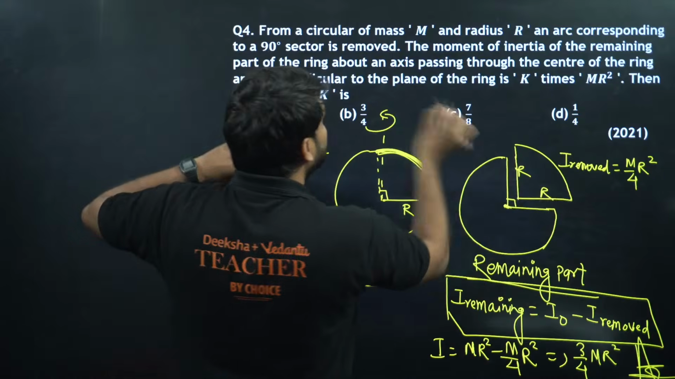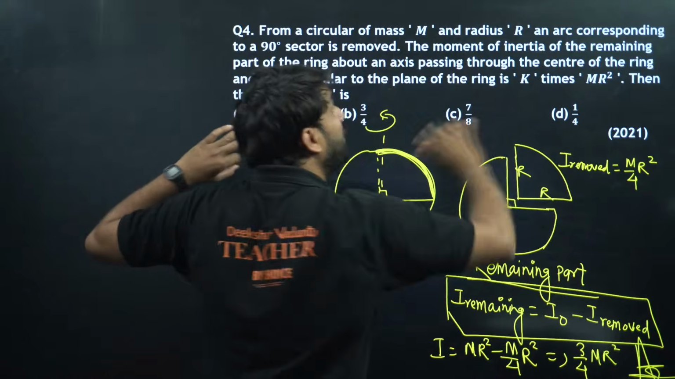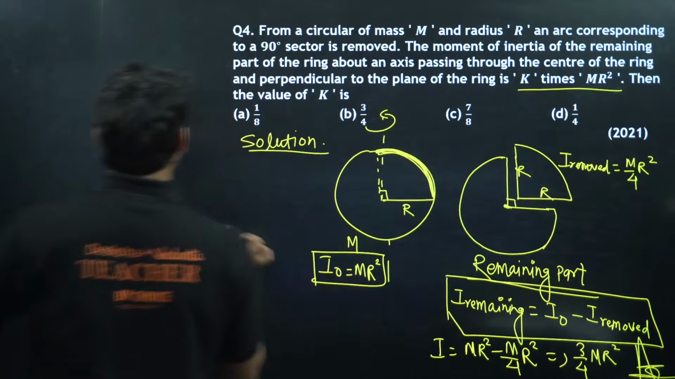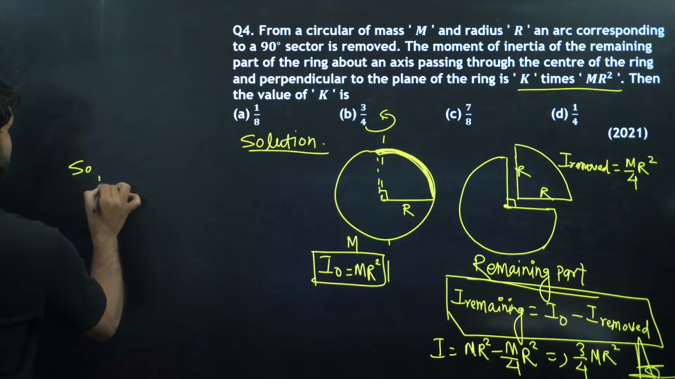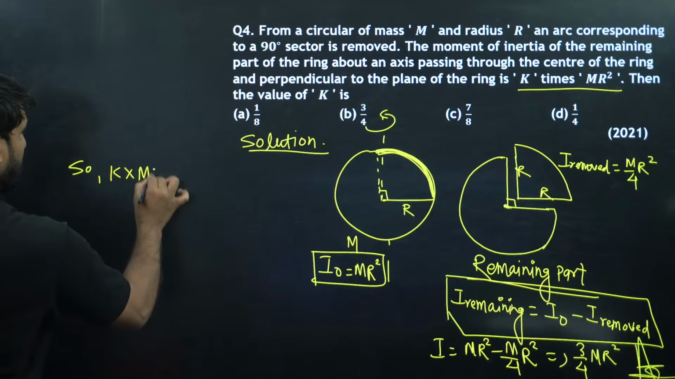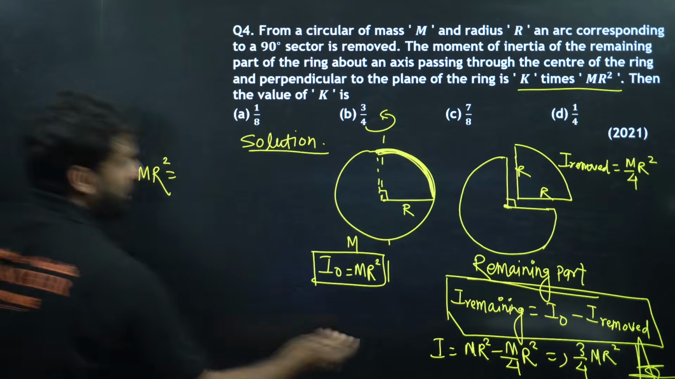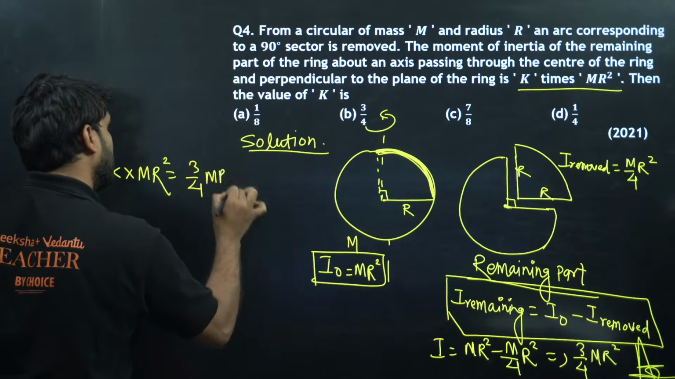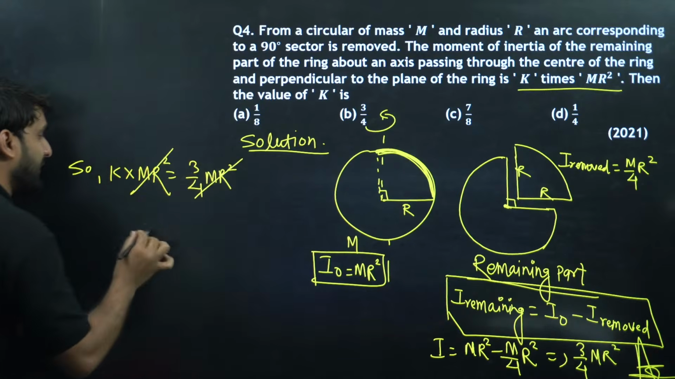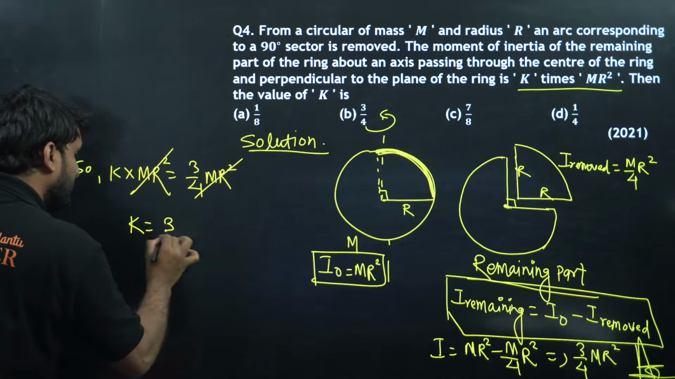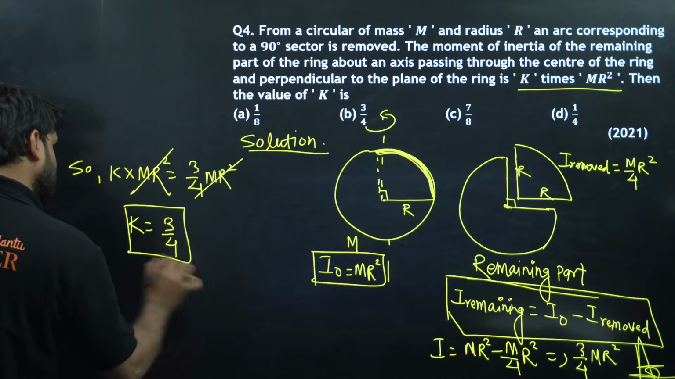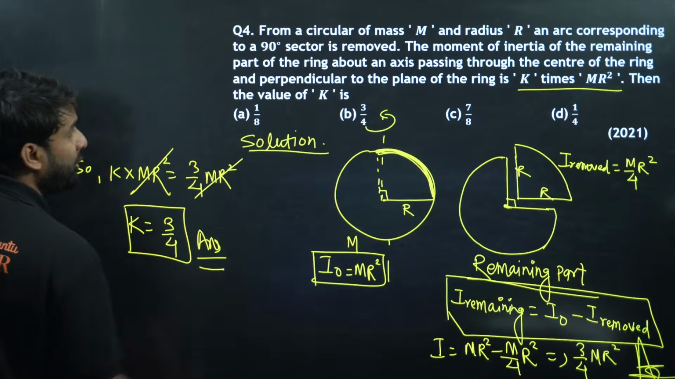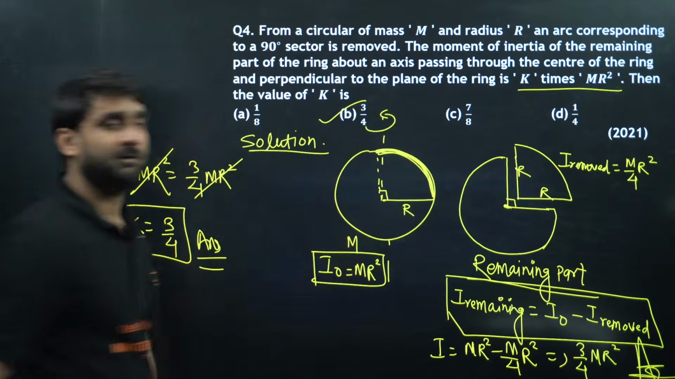The question is, this moment of inertia is equal to k times MR square. So can we write k into MR square will be equal to 3 by 4 MR square. So MR square cancels here, and k will be equal to 3 by 4. This is the answer. Option B will be correct.